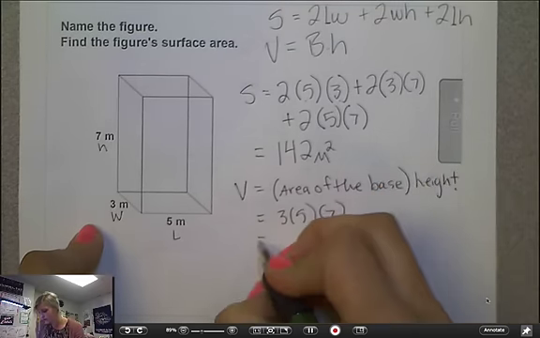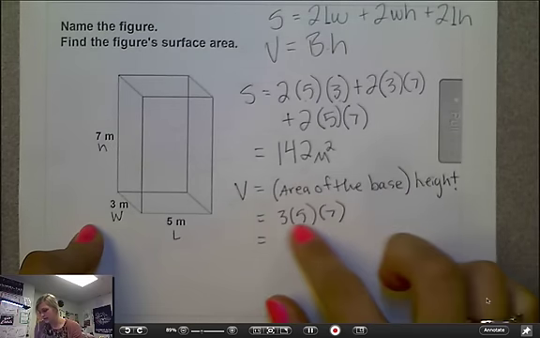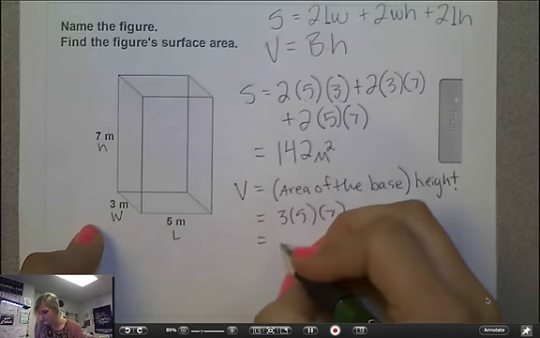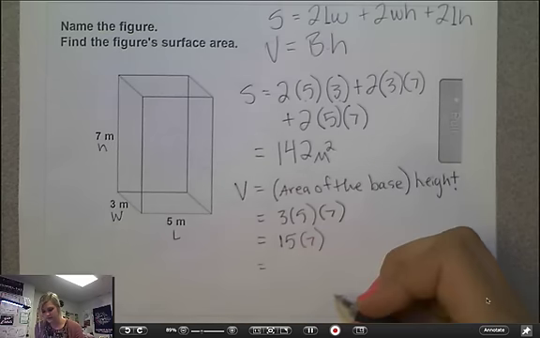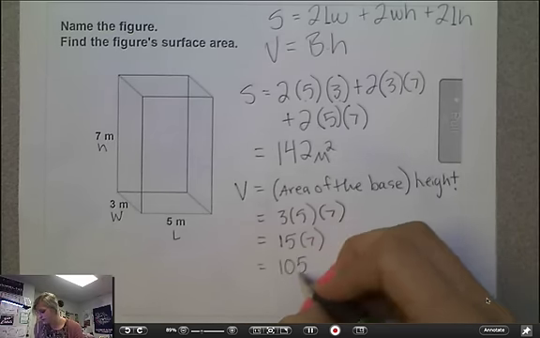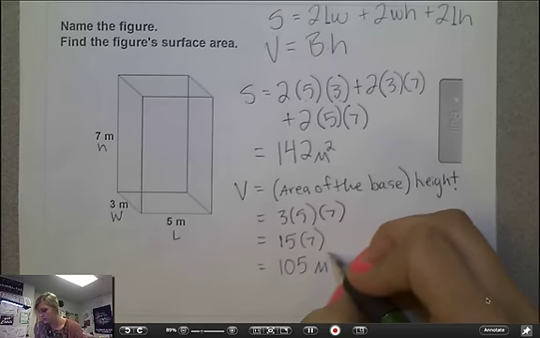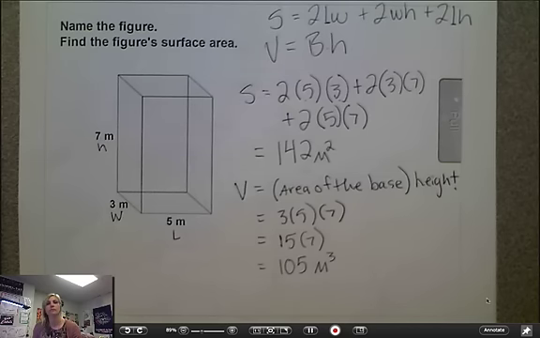So if I do this one step at a time, the base area is 3 times 5, which is 15. Then I'm going to multiply that by 7 to get my volume. So 15 times 7 is 105. This is volume, so it's meters cubed. Make sure you write those 2 formulas down, and this is for a rectangular prism.